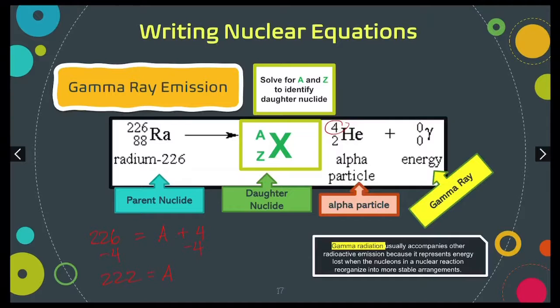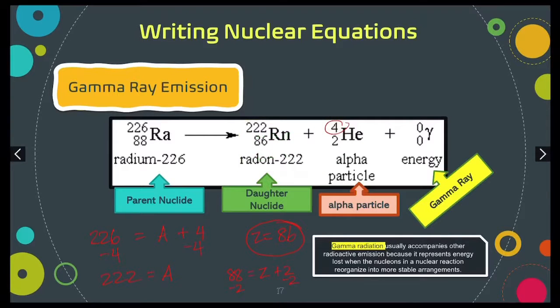Now let's solve for Z. The bottom number on radium, the atomic number, is 88. 88 equals Z plus 2. Subtract 2 from both sides. Z equals 86. So we're going to use 86 to look up the identity of our element on the periodic table. Were you able to identify the daughter nuclide as radon-222? Hopefully you got that right.